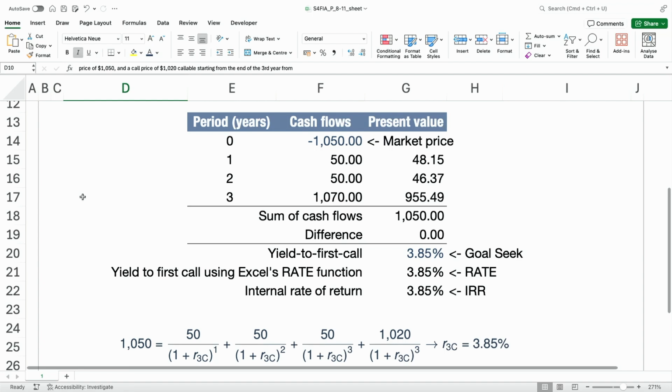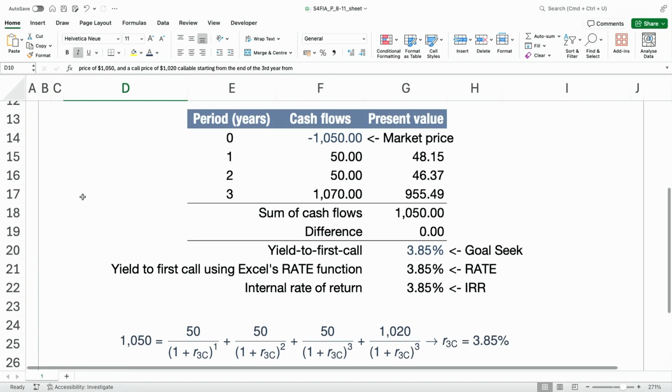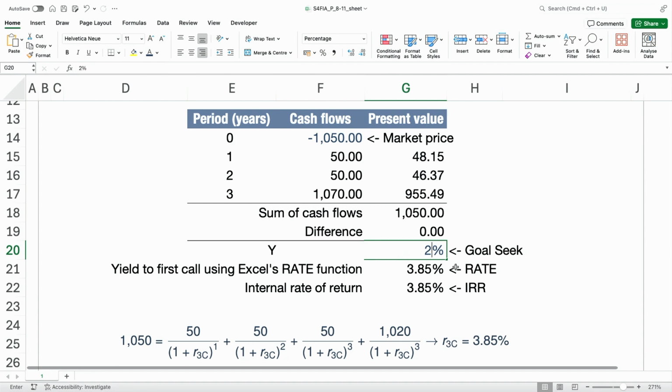In this case, I'll use my spreadsheet, the one you've already probably downloaded. As is usual now, I've laid out the cash flows on the spreadsheet, considering a first call at the end of the 3rd year, as in the information provided. As you see here, the sum of cash flows in present value with an arbitrary discount rate of 2% doesn't yield the same price.